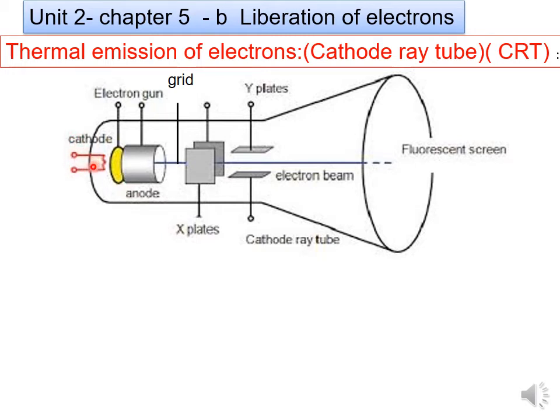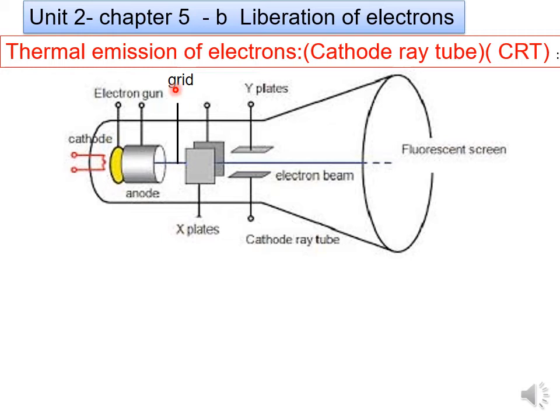When this filament is heated, the cathode will emit electrons. These electrons will be accelerated by a positive anode. So the cathode is negatively charged. When heated by this filament, it will emit electrons. These electrons will be accelerated by the positive anode. So we have here a beam of electrons with a kinetic energy.